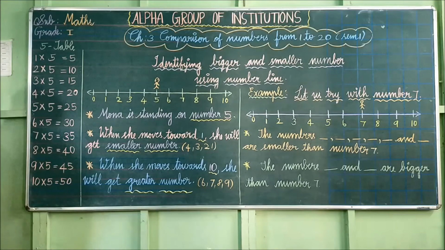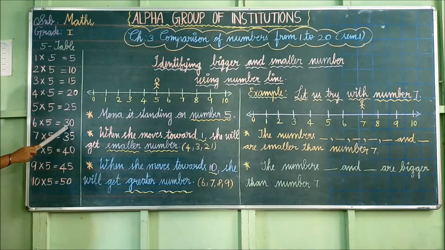Shall we read once again, children? 5 table. One five is 5. Two fives are 10. Three fives are 15. Four fives are 20. Five fives are 25.